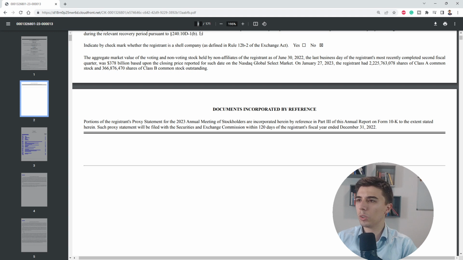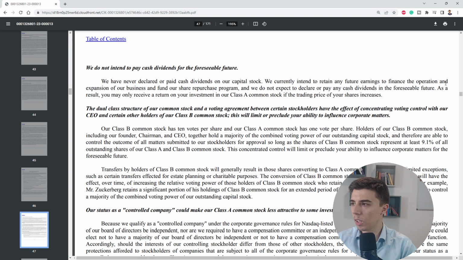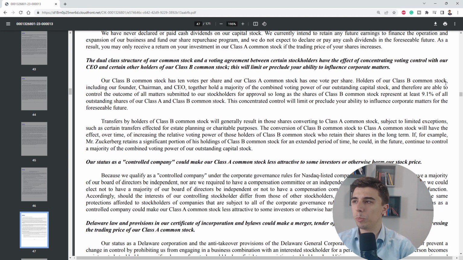I'm going to jump back and forth to a couple of pages. I want to first take a look at the dual class structure. This is what is mentioned in the annual report of Meta. The dual class structure of our common stock and a voting agreement between certain stockholders have the effect of concentrating voting control with our CEO and certain other holders of our Class B common stock. This will limit or preclude your ability to influence corporate matters. Then it continues to mention that our Class B common stock has 10 votes per share and Class A has only 1 vote per share. So this is the main difference.